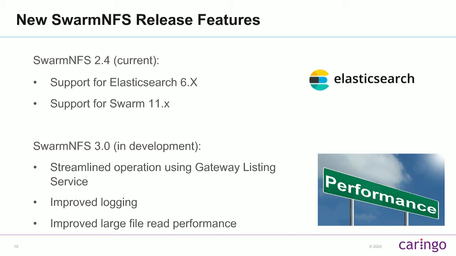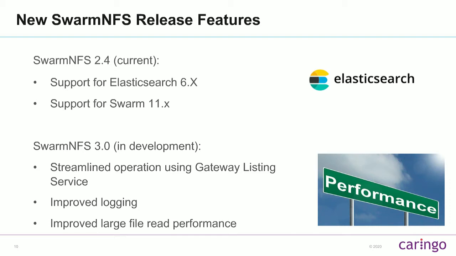So the current release features: we're currently on SwarmNFS 2.4. SwarmNFS 2.4, which was released a couple months ago, introduced support for Elasticsearch 6 and support for Swarm 11. We are currently working on SwarmNFS 3.0.